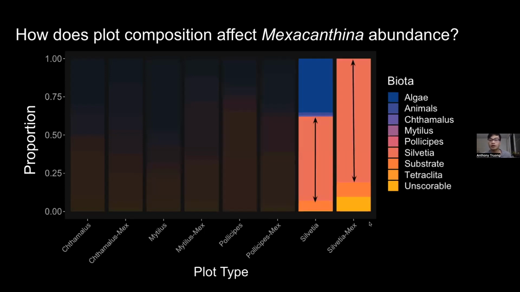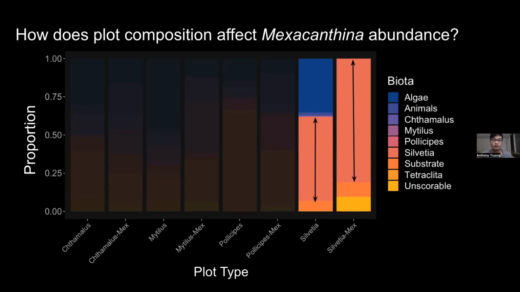And lastly, for Sylvicia, whenever we found a Mexican Thyna in a Sylvicia plot, it was more often than not found amongst Sylvicia fronds. So almost 100, more like 75% Sylvicia usage by Mexican Thyna, even though it was closer to a 60% total proportion in terms of Sylvicia cover.